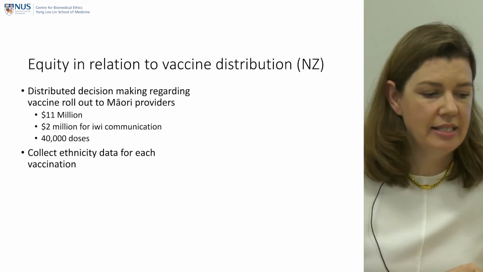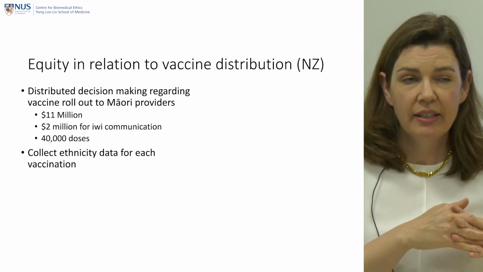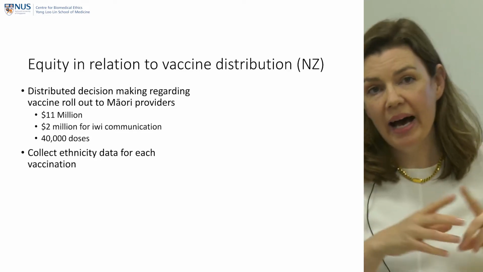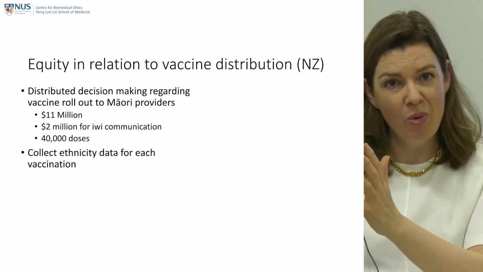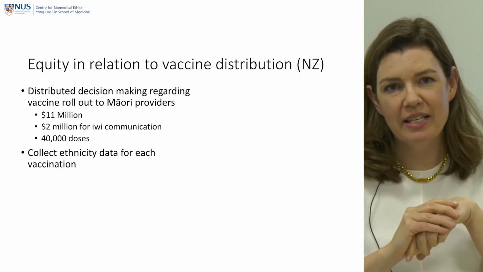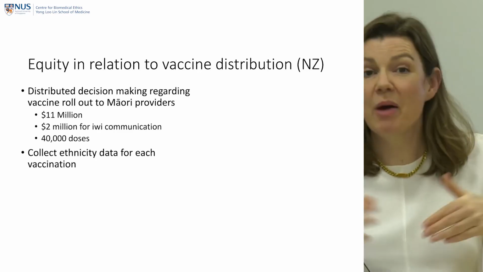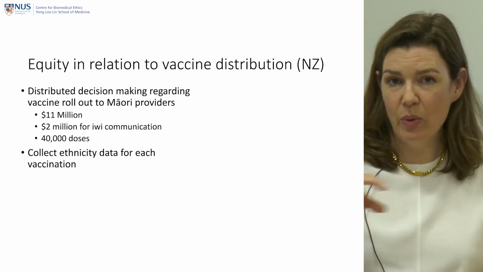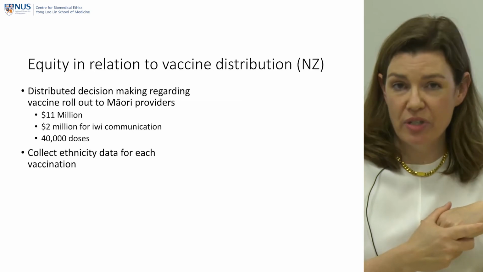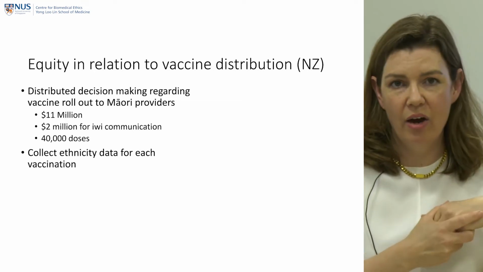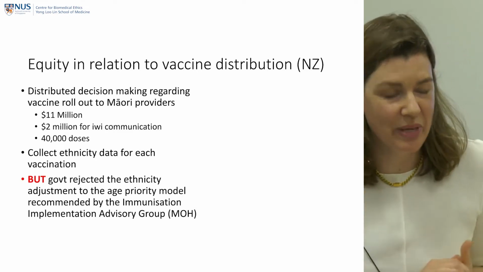We also collected ethnicity data for vaccinations and really invested in how we collected it. We had been collecting some data that grouped Māori together as a whole. But Māori health providers said to us, look, that's not that much use to us because we're not all the same. What we want is data by iwi, for example, tribal group. So in part to address that need, we invested in our data collection system. But one thing we didn't do.